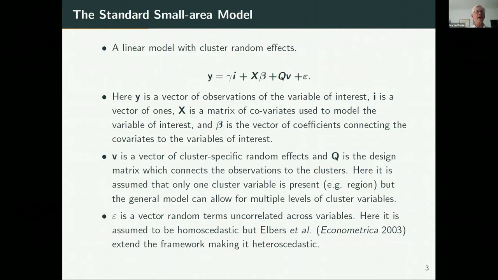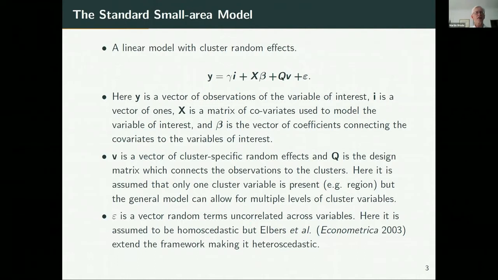Well, most small area work is done using linear models with cluster random effects. So in the equation I've set out here, y is the vector of observations of the variable of interest, I is a vector of ones, x is the matrix of covariates, and beta is the vector of coefficients that map the covariates to the variables of interest. Now, in the sorts of equations that I was used to, we just had a random term epsilon added on. But the typical small area model uses random effects.